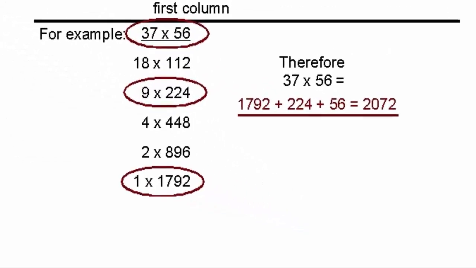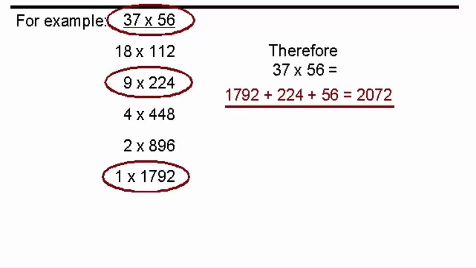Now, the rules are quite simple. You have to set up two columns, put in the small number on the left hand side and the larger number on the right hand side. So as you can see, they've got 37 times 56. Now for each row down beneath that top row, you need to halve the one on the left and double the one on the right.